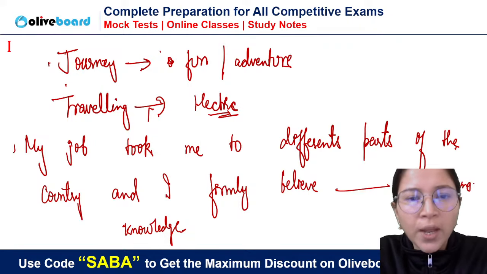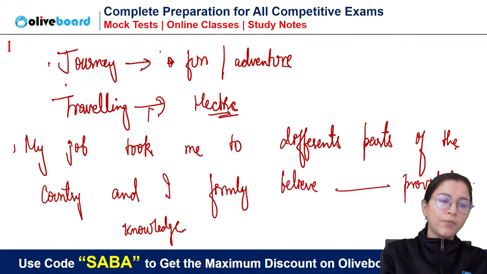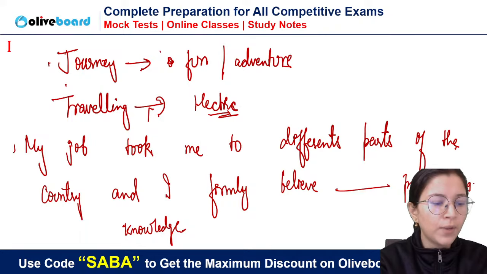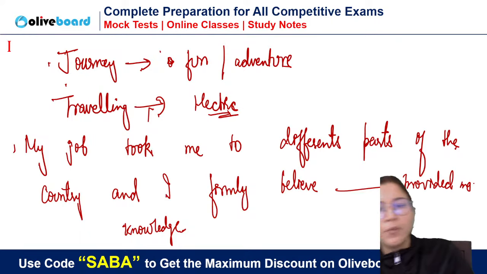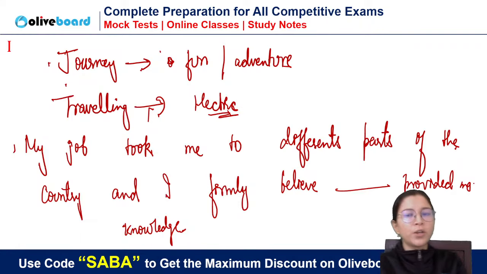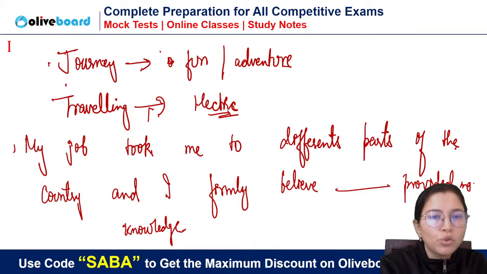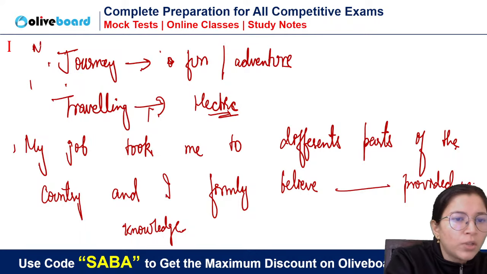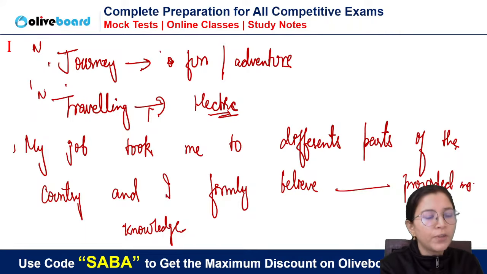Traveling means going from here to there. Traveling and journey both mean the same, to travel. Who will tell me which word will come if you have to choose between journey and traveling? See, this is also a noun, this is also a noun. How will you choose between journey and traveling?